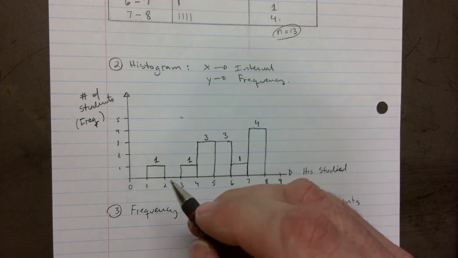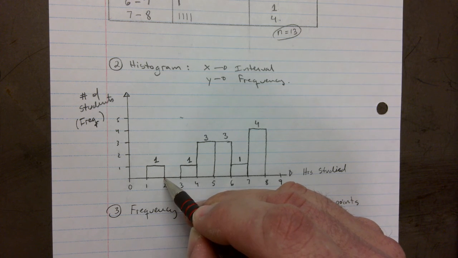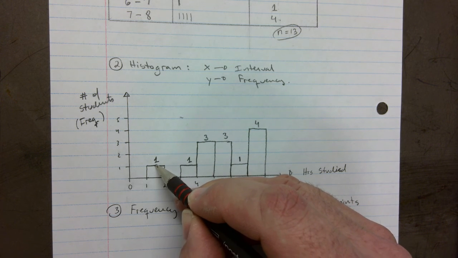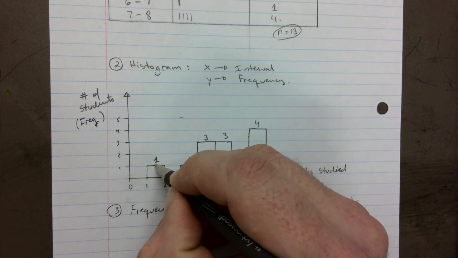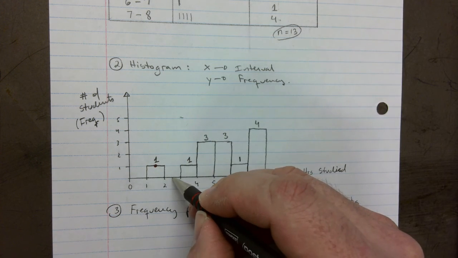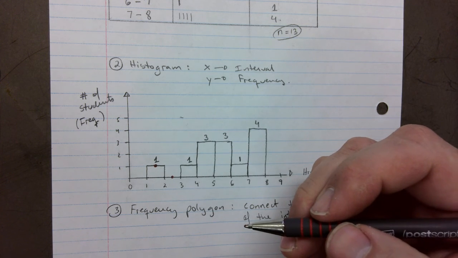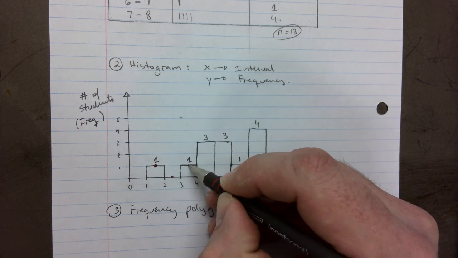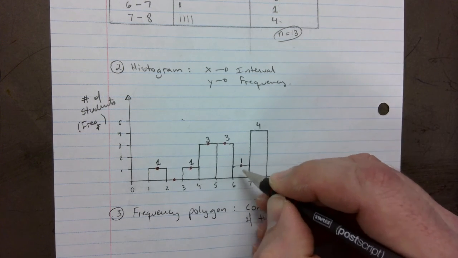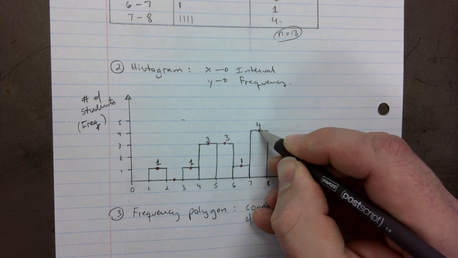I'm going to go to every single interval. Between 1 and 2, the midpoint would technically be 1.5. Essentially, it's halfway, right? So I'm going to make that halfway point. This bar doesn't have anything in it, but it is technically still an interval. And so I just go to the middle of every interval, right? Between 6 and 7, it's 6.5. Between 7 and 8, it's 7.5.